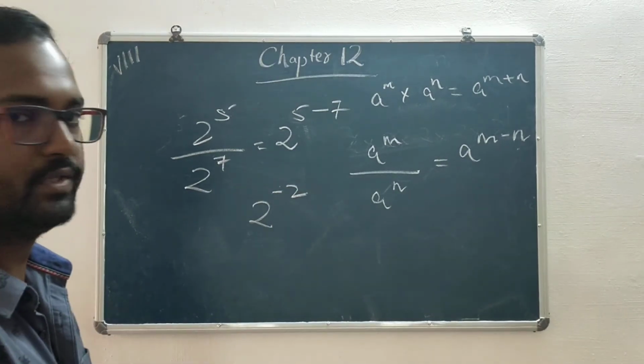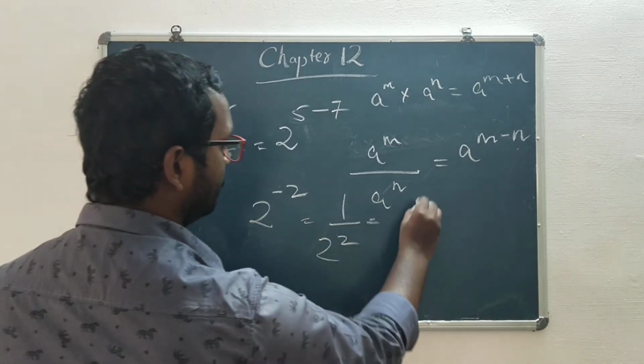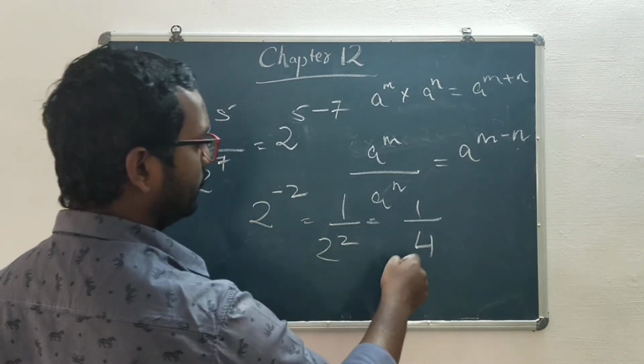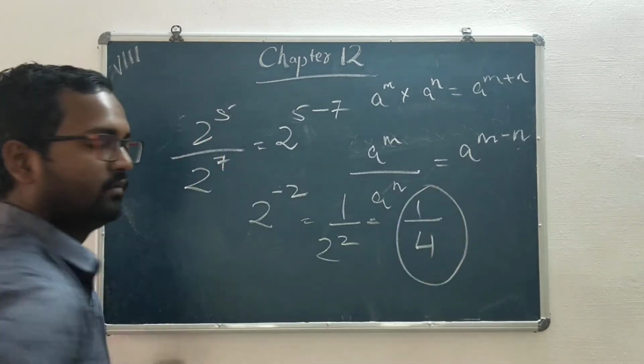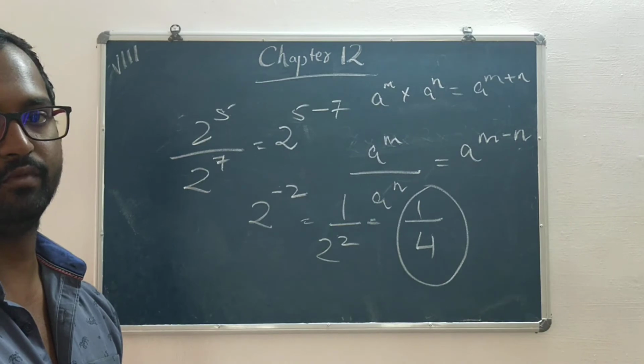So you will get here 2 power 5 minus 7, which is 2 power minus 2. 2 power minus 2 is equal to how much? 1 by 2 power 2, and 2 power 2 is 4. So the final answer is 1 by 4.